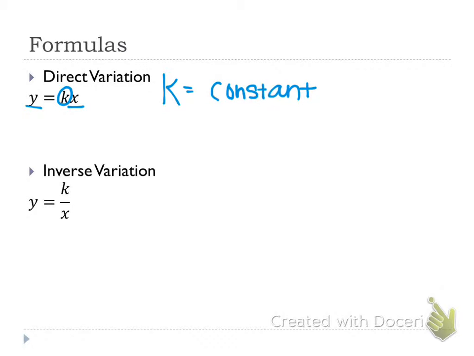So these are the formulas. You do need to memorize these formulas. Direct is y equals k times x. And inverse is y equals k divided by x, or k over x.